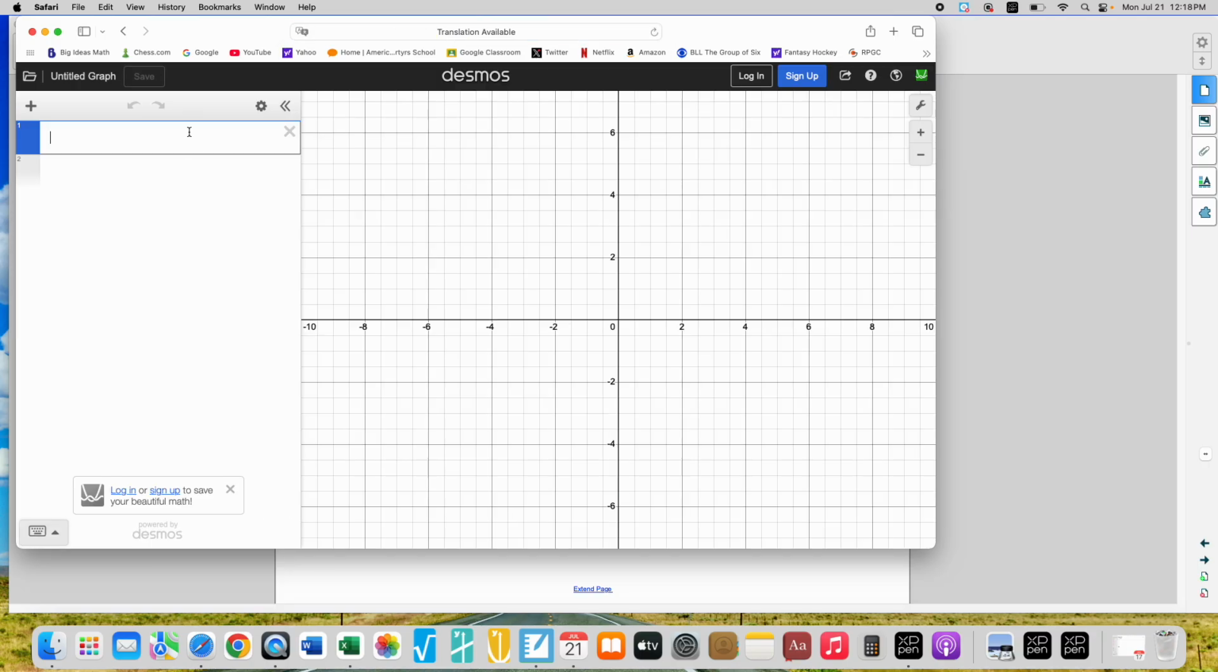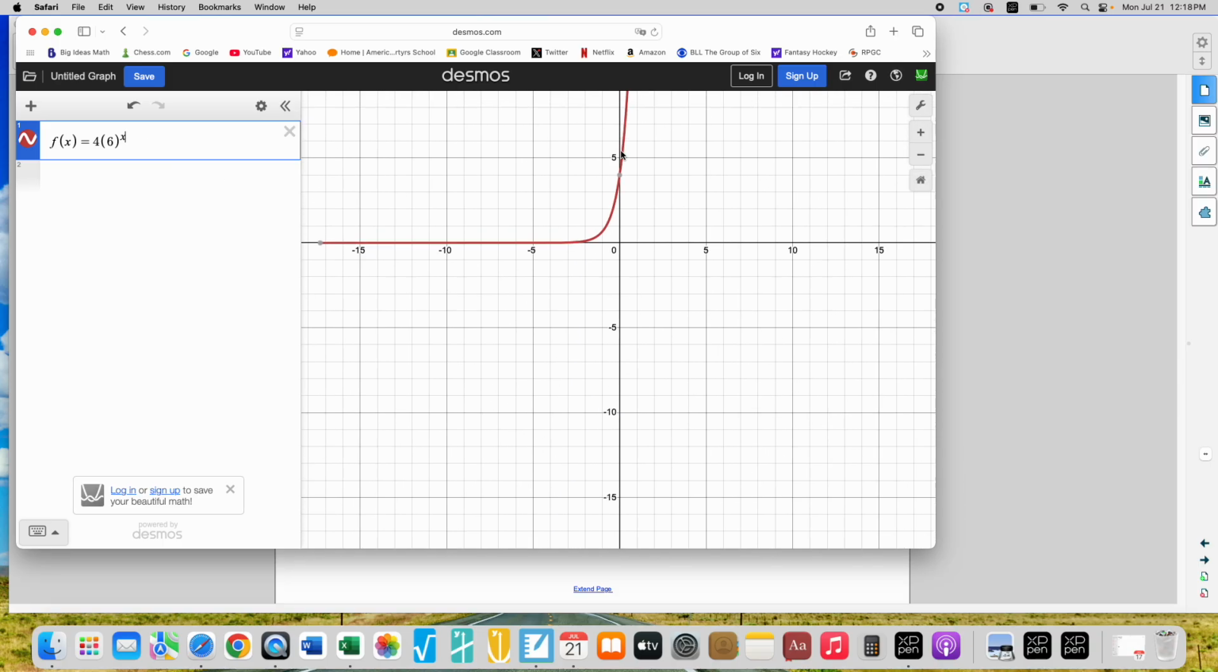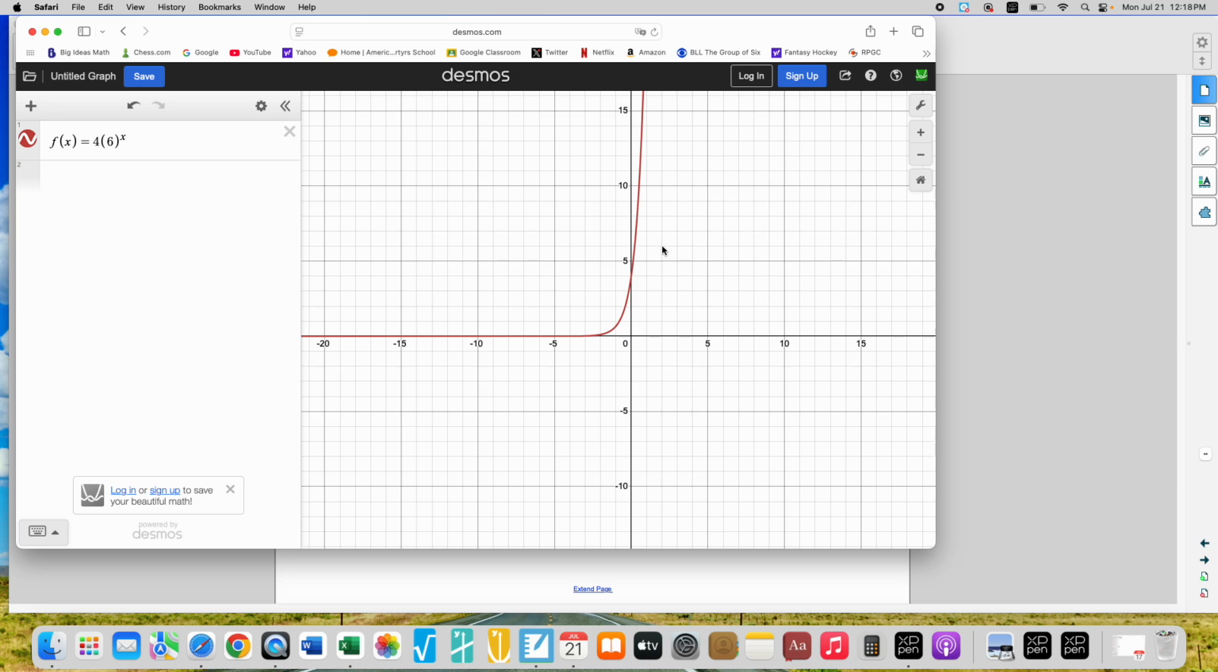And let's put in the parent equation. We don't have to do f of x, but we can do f of x equals 4 times 6 to the x power. So we get this. This is called an exponential because our variable is in the exponent, and that is increasing, and what is that called? Why can't I think of it? Growth. This is a growth formula because it's growing as you go to the right.